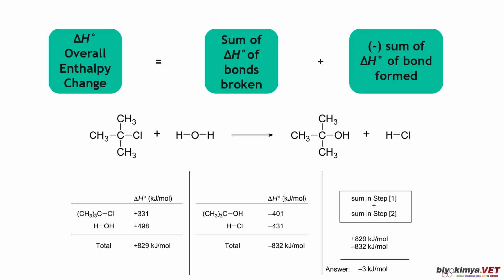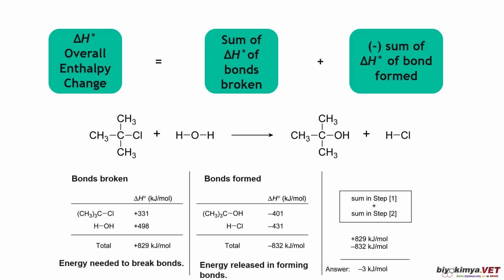And here the enthalpy change on the side of bonds broken, the starting materials, the enthalpy change of tert-butyl chloride and water molecule, and the total is plus, as you see, 829 kilojoules per mole. So this is plus, so energy is needed to break the bonds. And at the product side, where the bonds are formed, for each you see the enthalpy change is minus, a decrease, so energy is released in forming bonds.